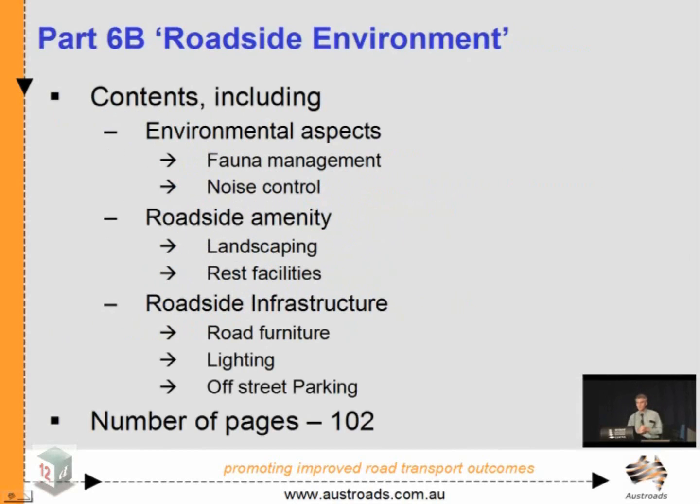6B is roadside environment, and is a little bit of a catch-all of everything that's off the roadway. For example, your road furniture, lighting, off-street parking, there's a bit on landscaping and rest facilities, there's material in there on services, as well as some environmental issues. So it's a little bit of a catch-all, that chapter of that part.